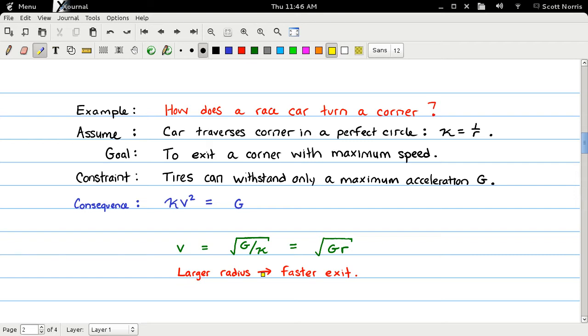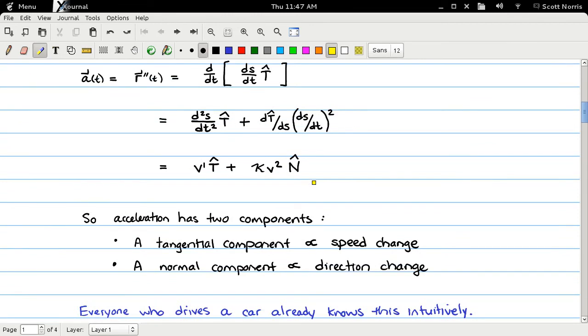And what's a realistic constraint on the race car driver? The constraint is that if you go too fast, you will skid out and crash into the wall. And so what's really happening is that tires only have a certain amount of grip, and that's basically a friction force that they can withstand before they start slipping. So let's assume that the tires can only withstand in the normal direction a certain maximum acceleration g for grip. So if we go back up to our equation, we say the tires can only deal with a maximum force in the normal direction with magnitude g, and so that means that kappa v squared has to equal g.